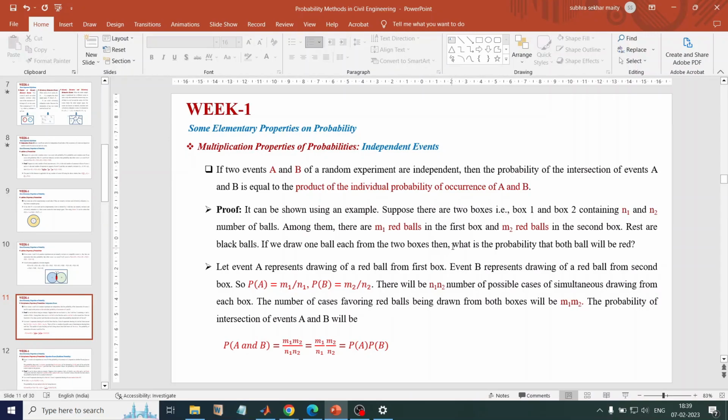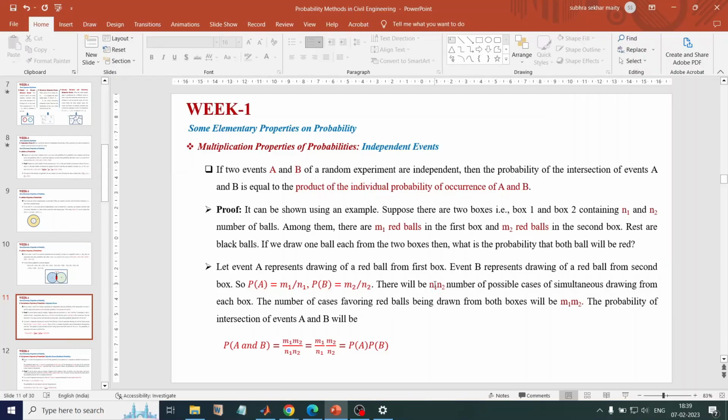So here, why is it independent? Because let event A represent drawing of a red ball from the first box and event B represent drawing of a red ball from the second box. So the probability of getting a red ball from the first box is m1 by n1, and the probability of getting a red ball from the second box is m2 by n2, and there will be a total of n1 into n2 possible cases of simultaneous drawing from each box.